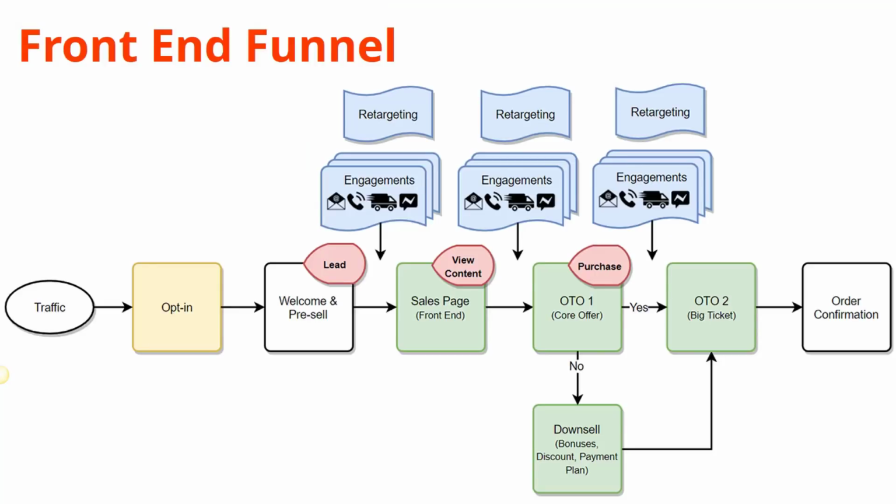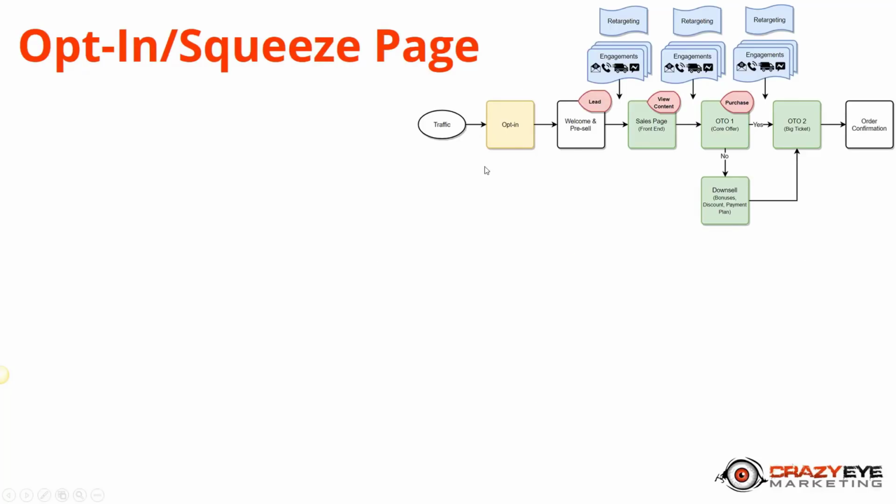Alright, so let's go through each page of this funnel, and I'm going to talk you through what should go on each page. So the first page in the funnel is this opt-in or squeeze page, and it's used to capture contact information so that way you can more easily follow up with your leads and prospects.